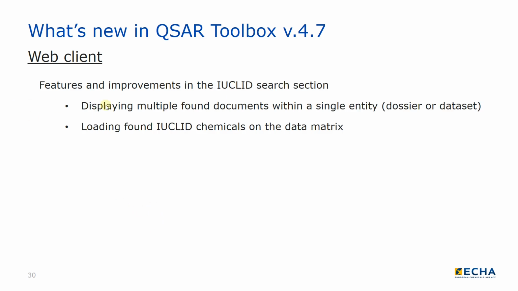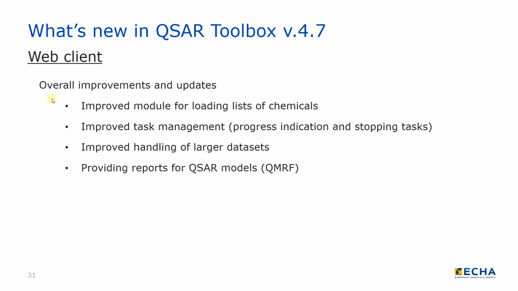In addition, some improvements have been made in the Euclid search section, such as displaying multiple documents found within a single entity and loading the Euclid chemicals found in the data matrix. The list of overall improvements and updates to the web client is summarized here, including the improved module for loading lists of chemicals, improved task management, improved handling of larger datasets, and providing report for QSAR models, known as QMRF.